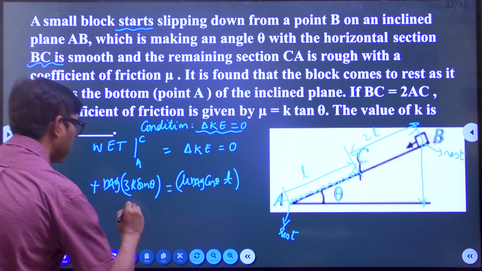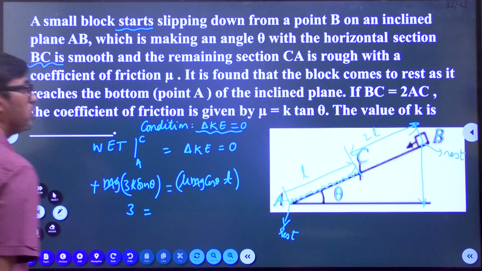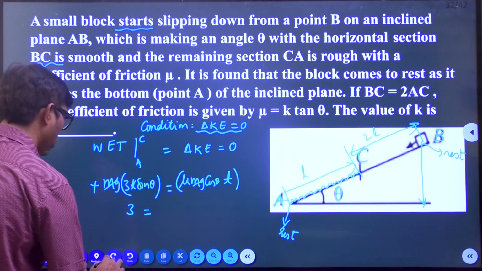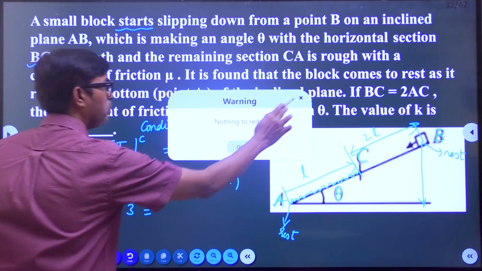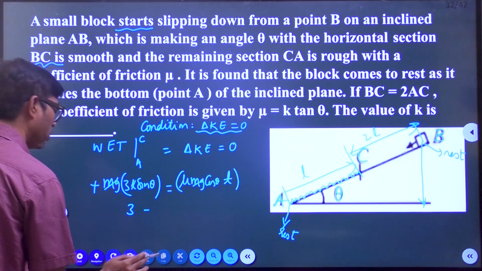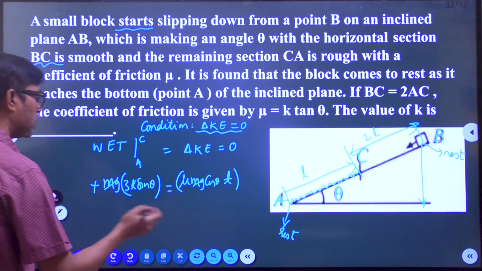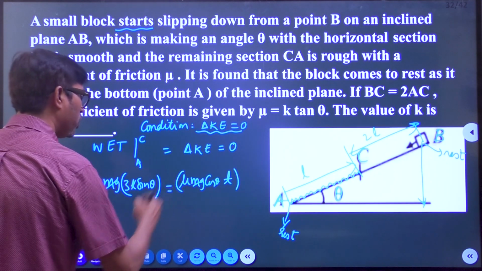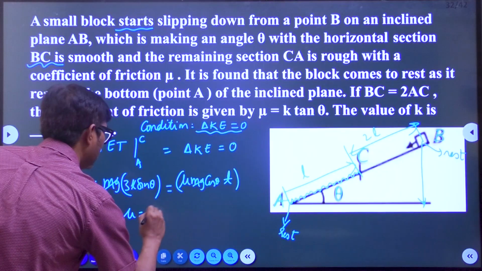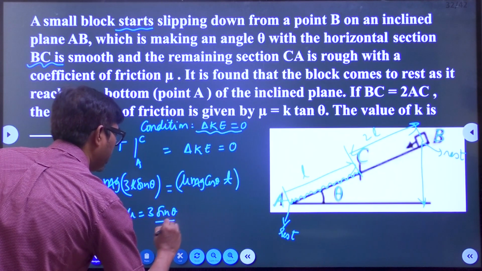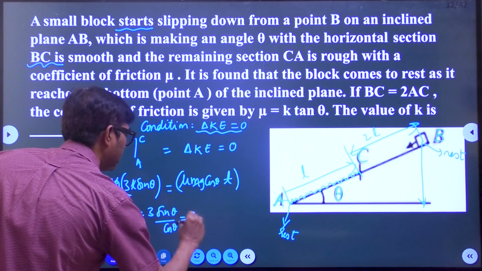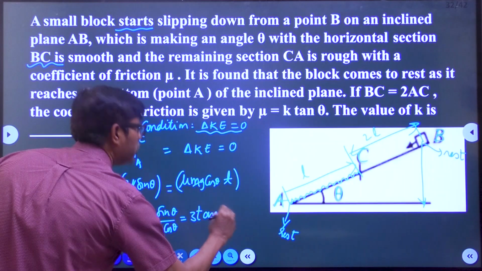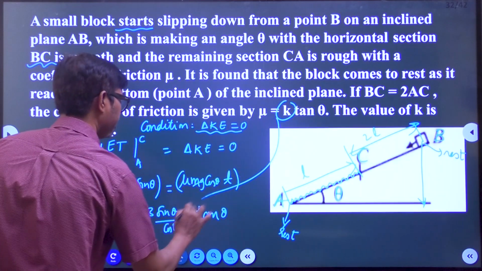Then what am I getting here? Or otherwise, let's go on with the other one. Not redo, but undo, I have to do. Right. So if I take mu equal to 3 sine theta divided by cos theta, that is 3 tan theta. That means K equal to 3.